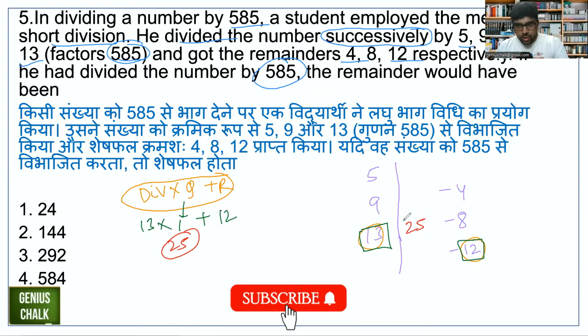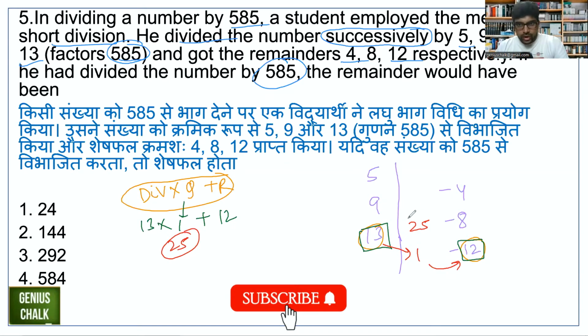So what is the process? See, the process is this. I'm writing 1 here, and this is divisor into quotient plus remainder. Now what I'll get, I'll write here in the next step. This is actually a little up, so you can write 25 right here.